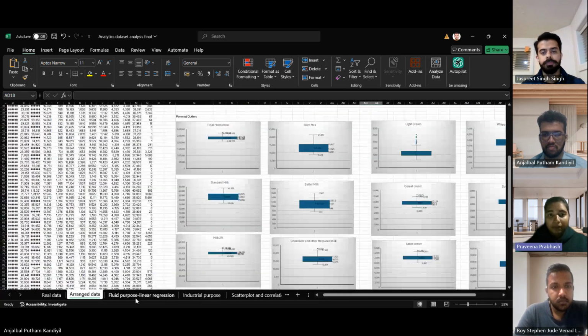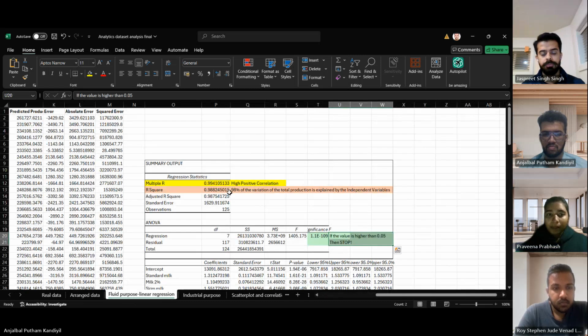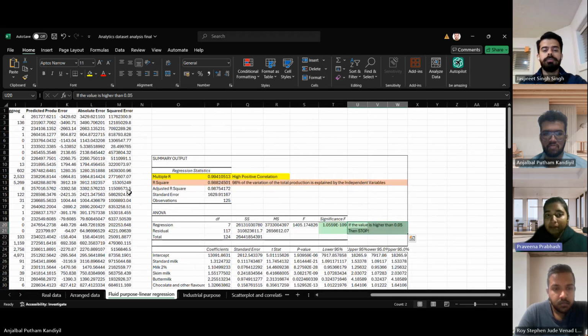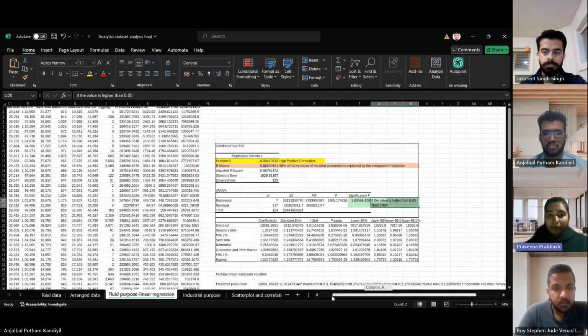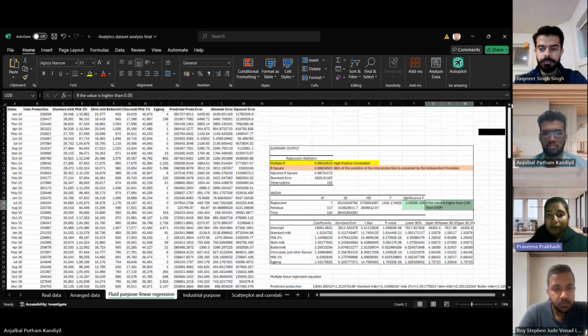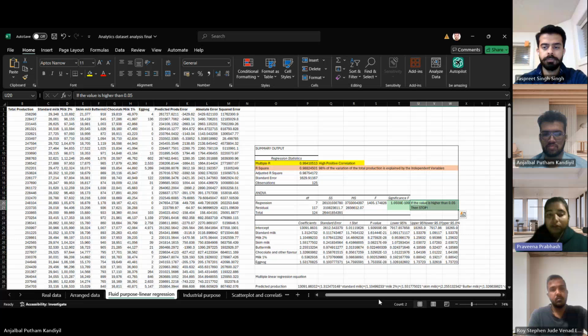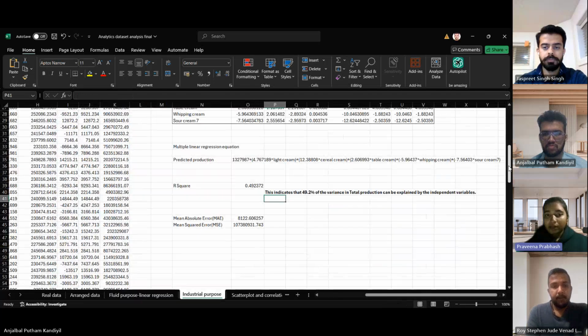My part is the regression analysis in Excel. Using Excel's inbuilt data analysis tool, we performed regression analysis to determine how fluid purpose and industrial purpose commodities influence the total production. Here are the steps.